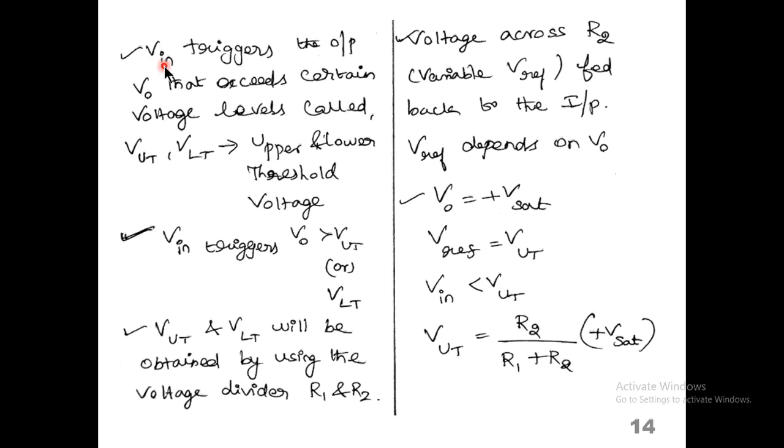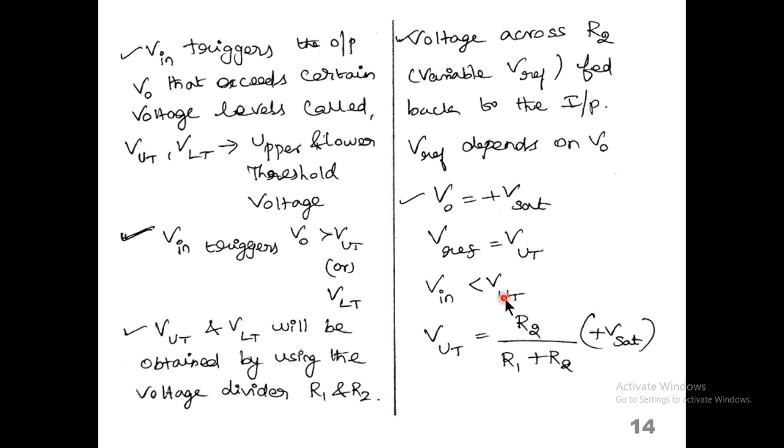If Vin, the input voltage, triggers the output, then the output exceeds a certain voltage level called the upper threshold voltage or lower threshold voltage. This will be obtained by using the voltage divider network, that is R1 and R2. The voltage across R2 is a variable reference voltage, fed back to the input. The reference voltage depends on the output voltage. When the output voltage is positive saturation voltage, the reference voltage is the upper threshold voltage.